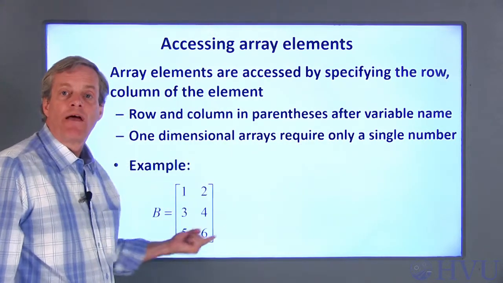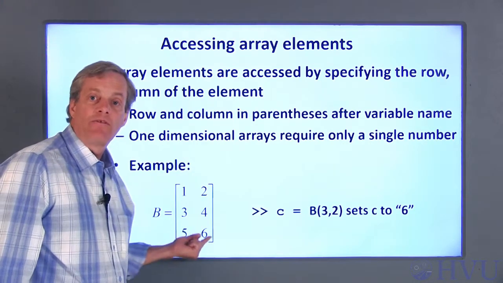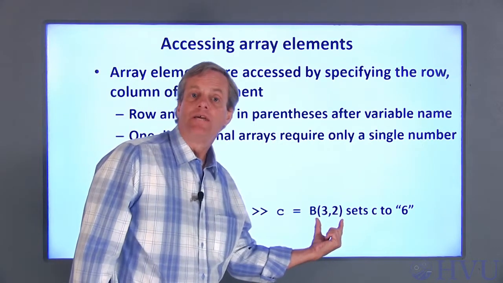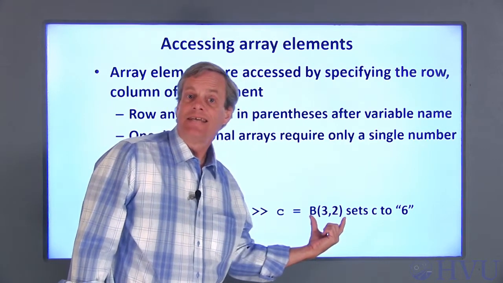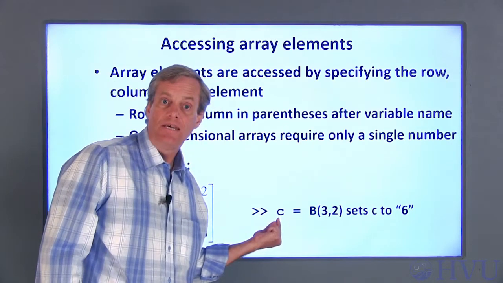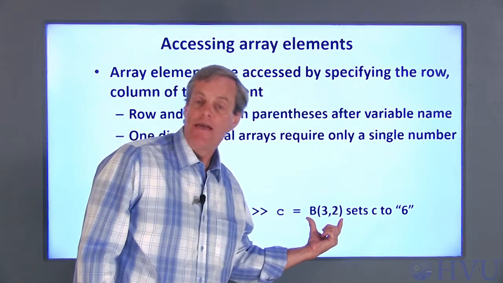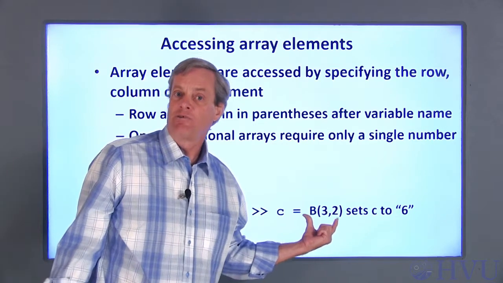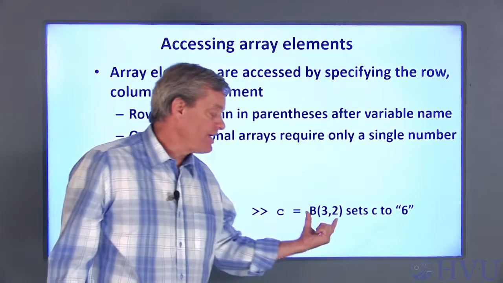Suppose that this array already exists in the workspace. I can extract the element in the third row and the second column, this value here, by placing 3, 2 in parentheses after the variable name. This syntax is equivalent to the number 6, which I've assigned to the variable c. The point is that the number at this location in the array can be used just like any other variable. We're just referring to it by the array name and its location in the array rather than a variable name that's unique to this number.